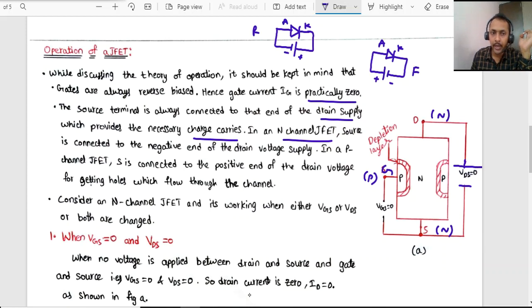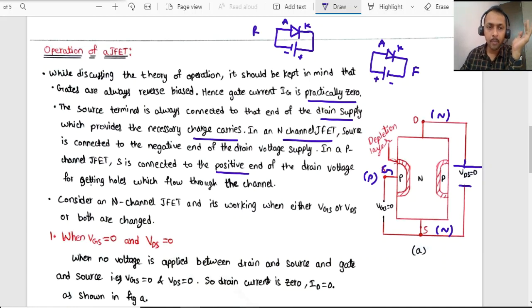If it is a P channel JFET, the source will be connected to the positive end of the drain voltage. These two differences are important. Simply to say, if it is an N channel JFET, the source is connected to the negative terminal. If it is a P channel JFET, the source is connected to the positive terminal. The gate is obviously made reverse biased.